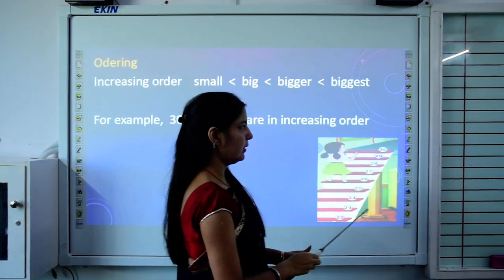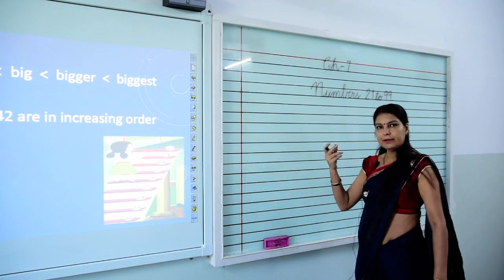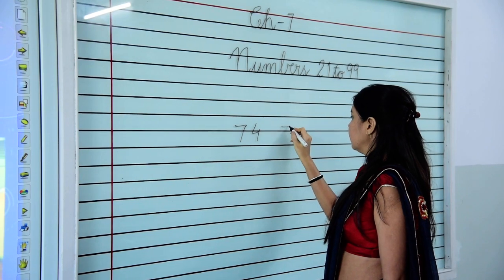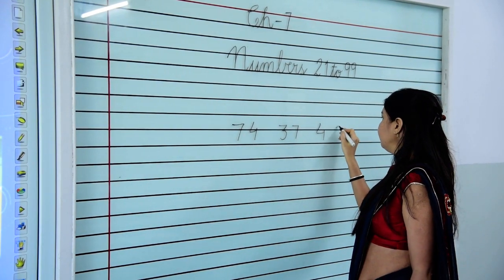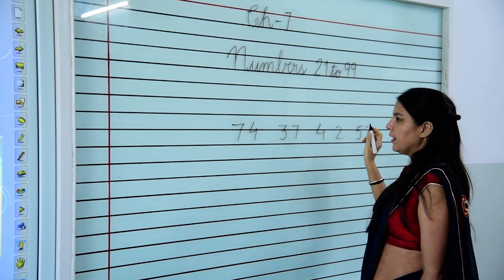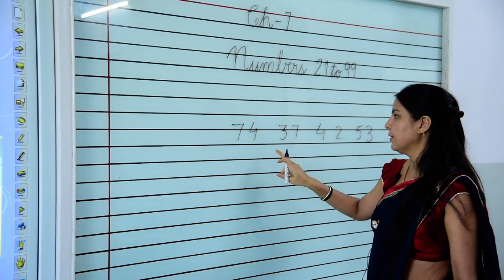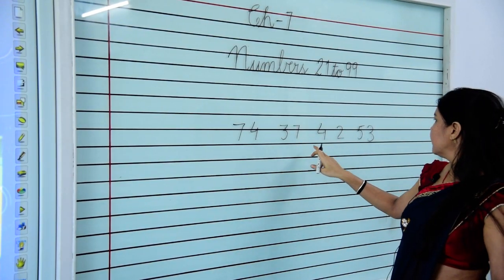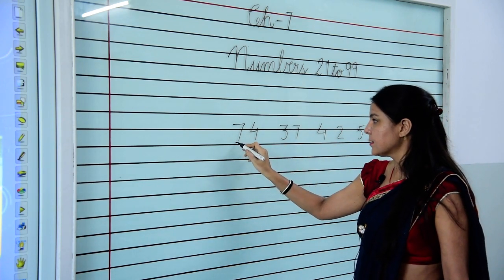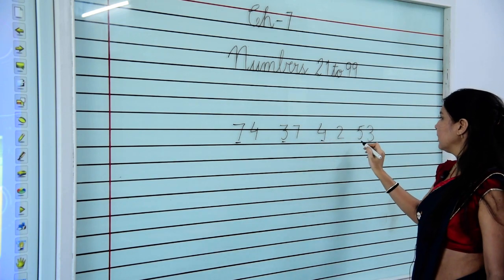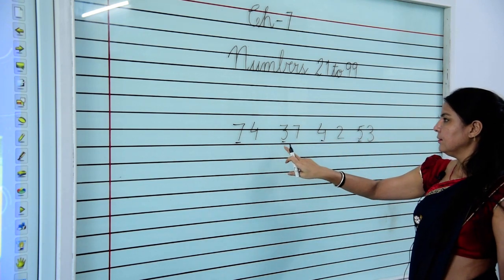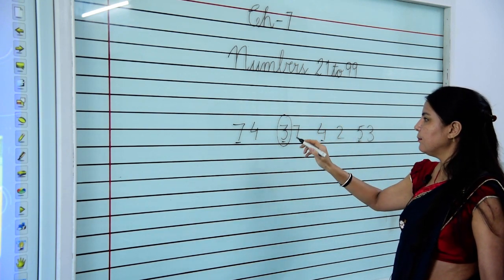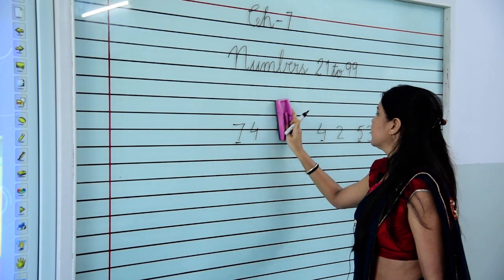Let's take one more example here. I am writing a few numbers here: 74, 37, 42 and 53. Now we are going to arrange these numbers in increasing order. What will we do? We will arrange the numbers starting from the smaller number. Which number is smaller here? We have to check the tens place in all these numbers. Here 7, 3, 4, 5. 3 comes first in the counting, so this will be the smaller number.